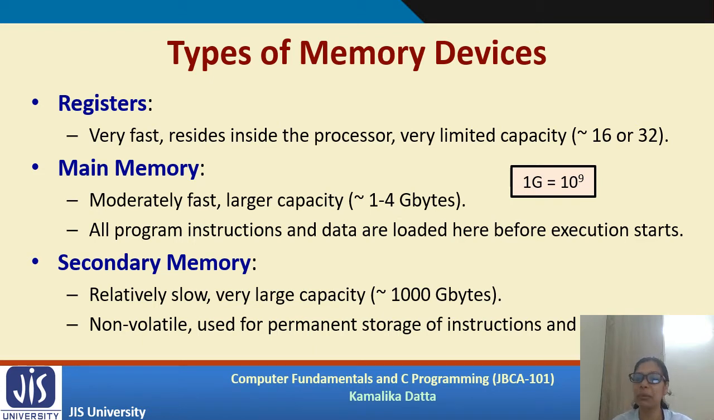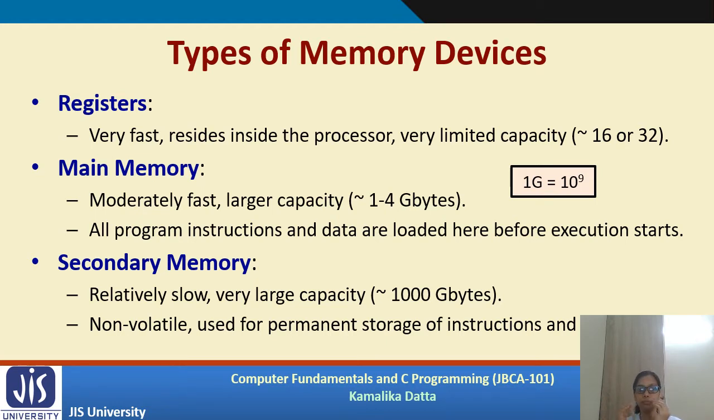But let us discuss main memory. Main memory is relatively faster and of larger capacity. These days it comes in capacities of 24 gigabytes as well. So we have a huge main memory, and all the instructions and data are stored here in main memory.